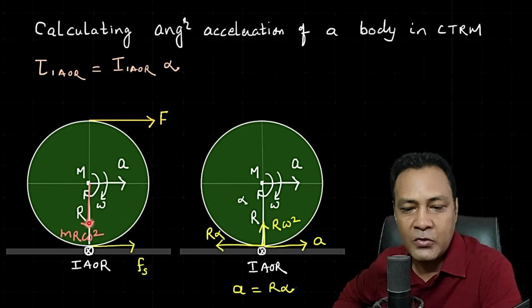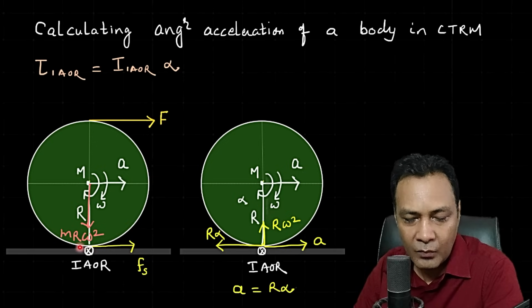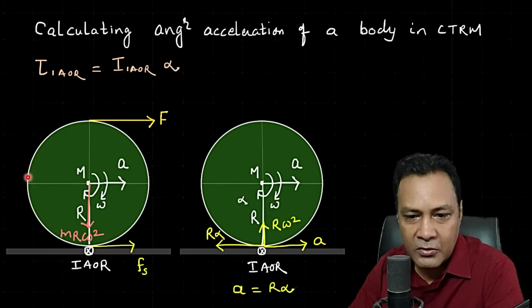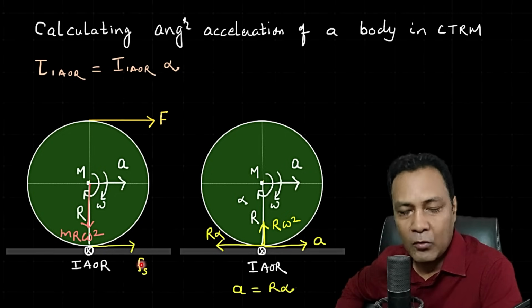So that torque would be 0. And the other benefit would be that by applying torque about this point, the torque due to friction and normal will also be 0. So in this case, this would be the easiest. But there would be a problem.